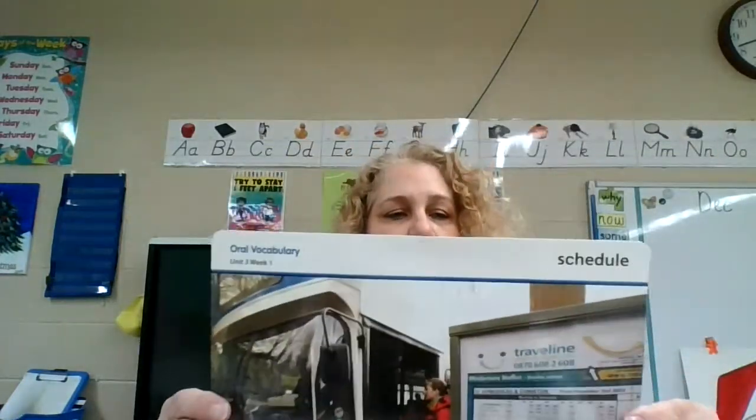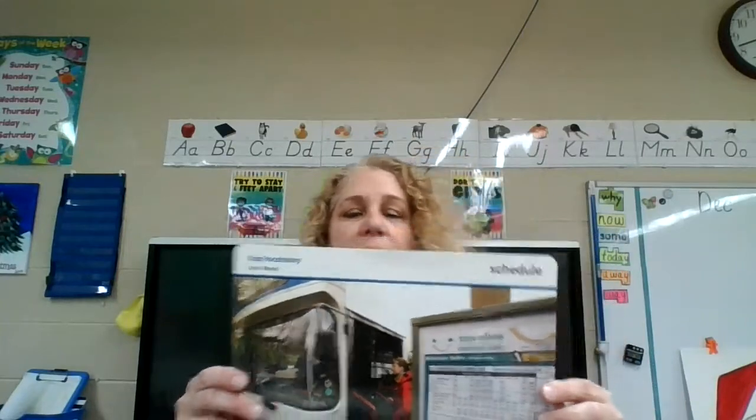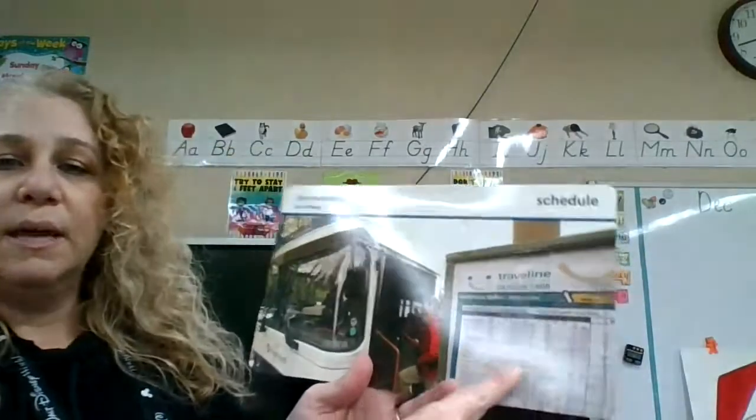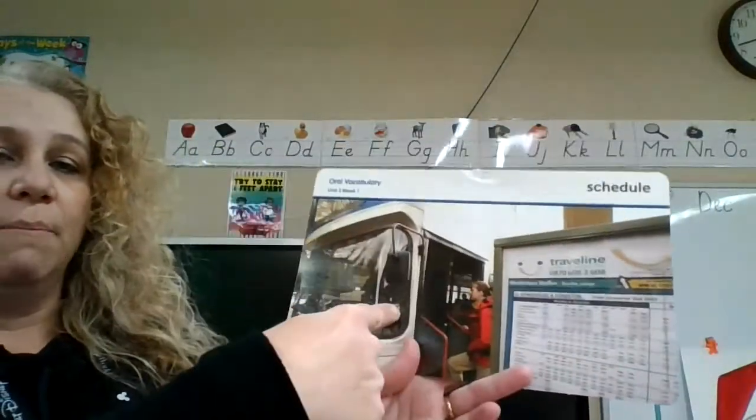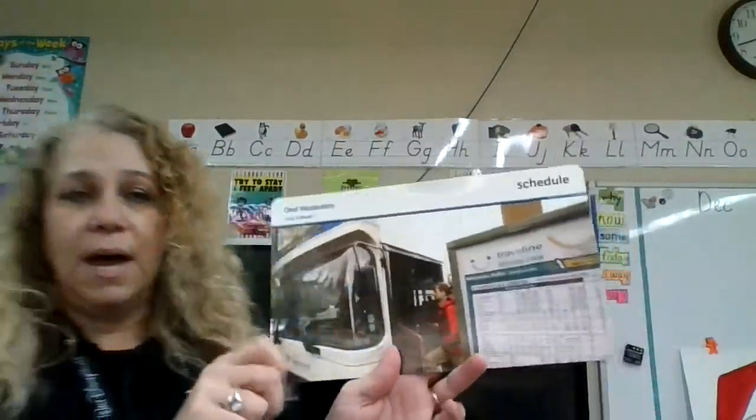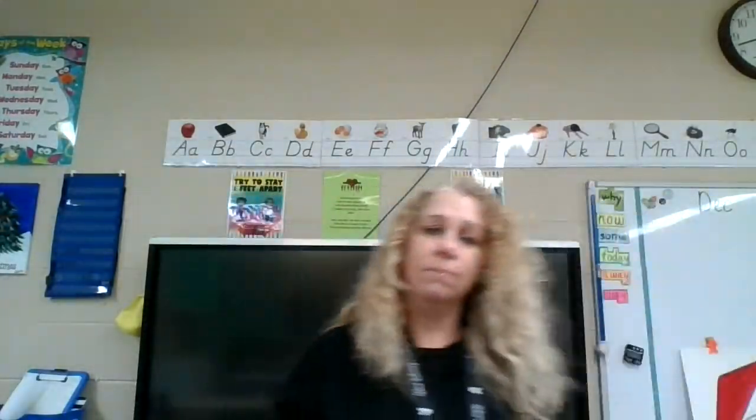Okay, and the next one was schedule. A schedule is a timetable showing when things will happen. So we keep a schedule sometimes of when we're going to do things or when things are going to happen. And this is an example of a bus schedule. So people can see what time they have to be there to get on a bus to go to a certain place.